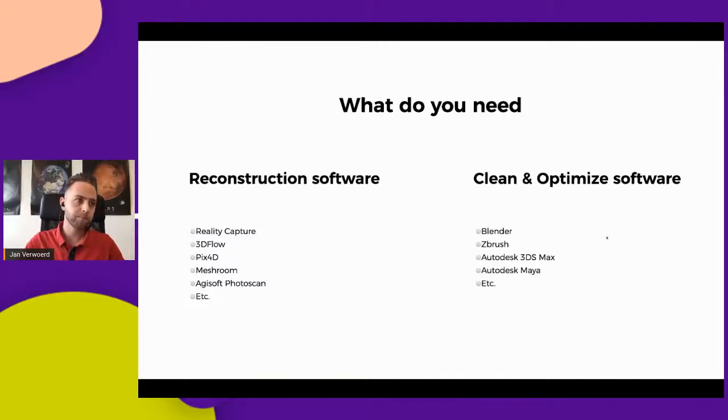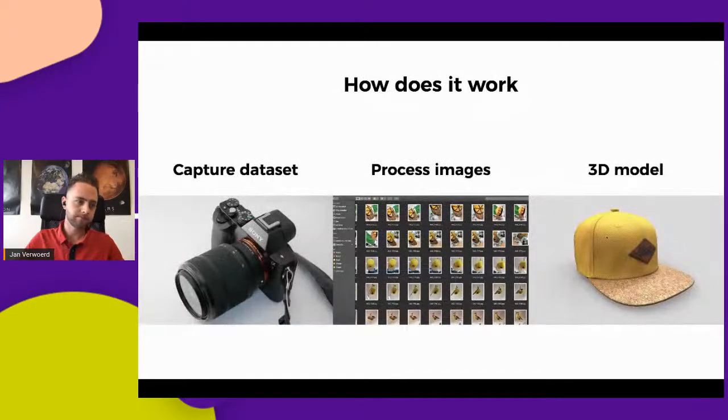Now, basically, in short, how does it work? Well, you capture a data set, and I will show you in a minute more or less how to capture a data set, or from what angle points you should take the pictures, in the next slide. After that, you process the images through your reconstruction software, create a 3D model out of it, and after that you clean it, optimize it, and you can use the 3D model for a lot of purposes.